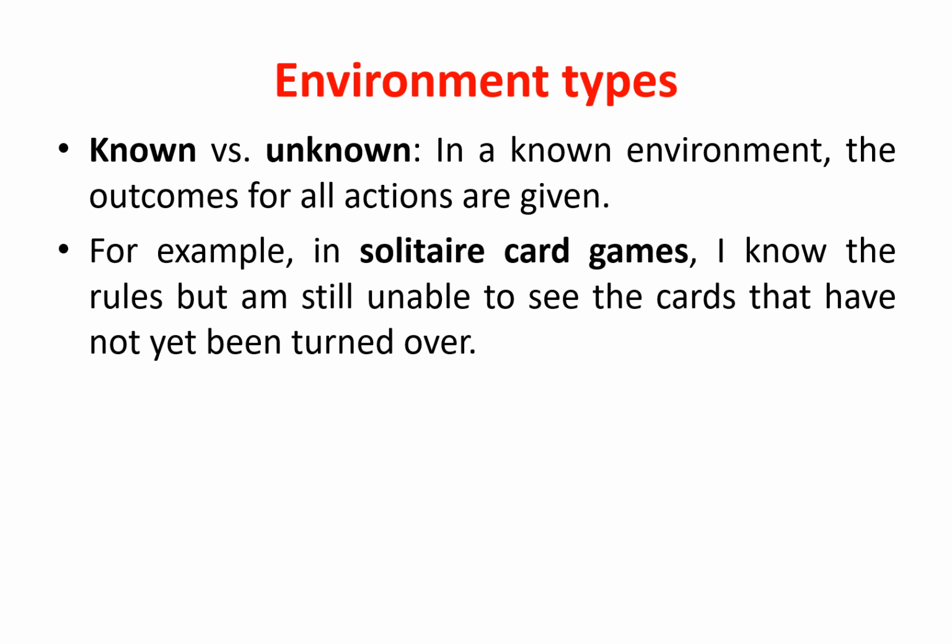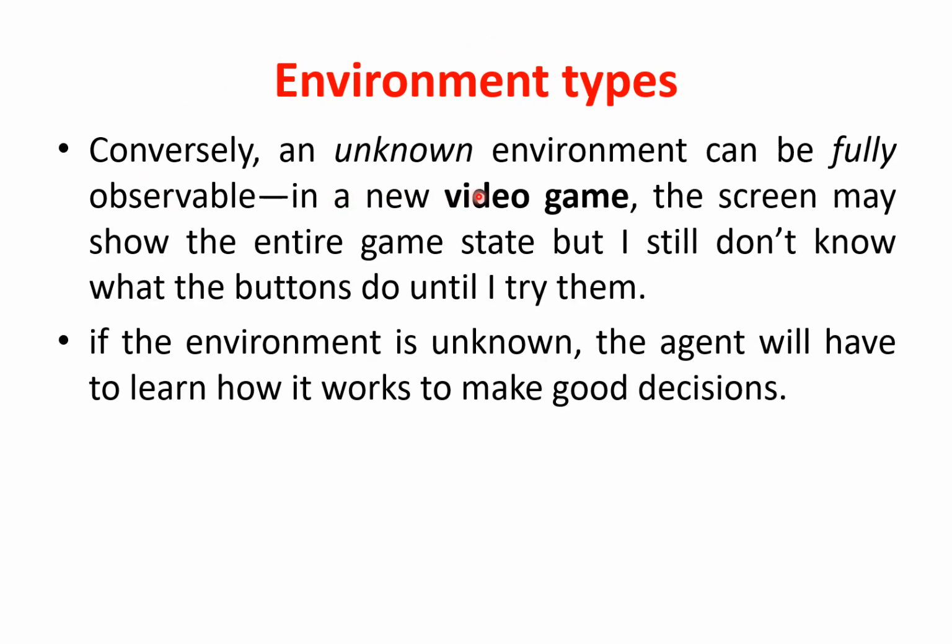over, introducing uncertainty. In unknown environments, the outcomes of actions are not fully understood, even if the environment is fully observable. For example, a new video game: the screen displays the entire game state, but the agent does not know the functions of the buttons until it experiments with them.